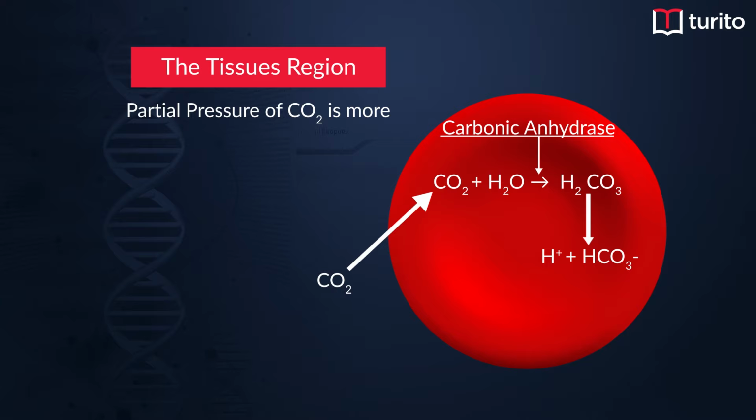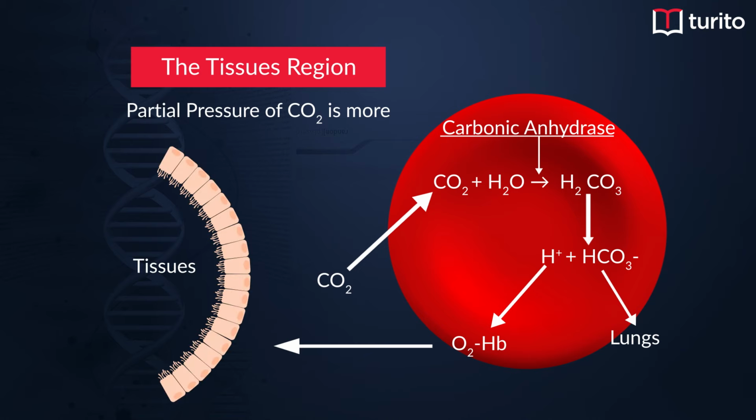The bicarbonate ions move out of the RBC and dissolve in the plasma and are transported towards the lungs, whereas the protons that are formed here will attack the oxyhemoglobin. Upon the attack of protons on the oxyhemoglobin, the hemoglobin loses its affinity to bind with oxygen, thereby the oxygen is set free and it is diffused into the tissues.